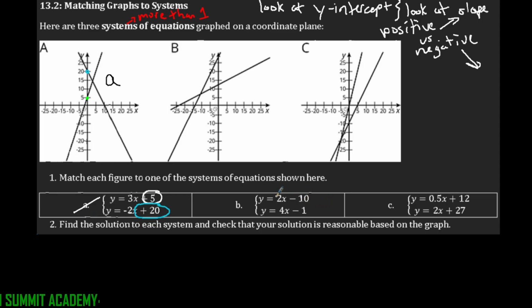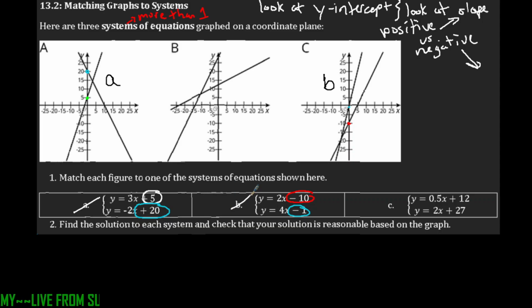All right, what about this lowercase b? If I look at some of these options, let's do red and blue. I have 2 positive slopes, which is the same for both of these. But I have one that goes through -10, so let's find -10, which is right there. And I have one that goes through -1, which is about right there. So I can say that this one goes with B, lowercase b.